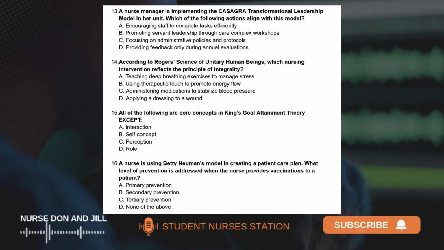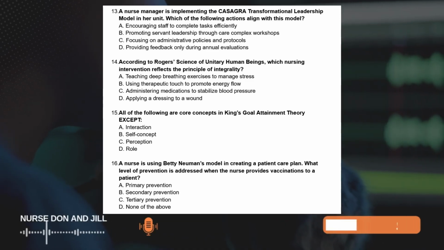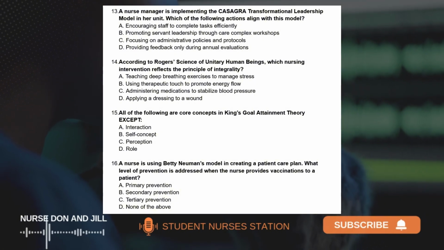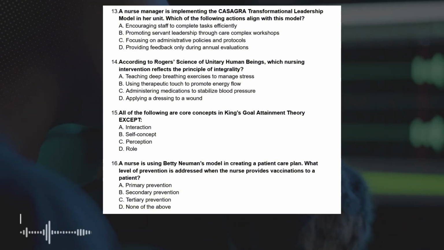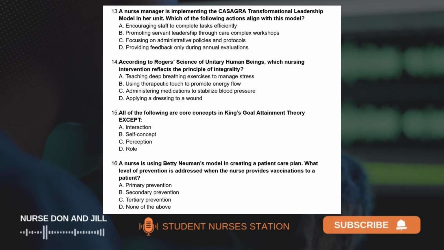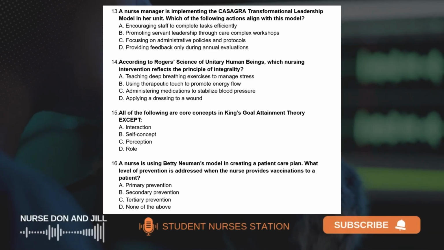Right, those levels of prevention are key to understanding Neuman's model. So where does this scenario fit in? Well, with vaccinations, we're talking about preventing the illness before it even happens. So that sounds like a primary prevention to me. You are absolutely right. Vaccinations are a classic example of primary prevention. They're all about strengthening the patient's defenses and stopping those stressors from getting through. It's like giving their immune system a boost, helping it fight off those bugs before they can even cause any trouble. Exactly. You're doing great, Nurse Dawn.